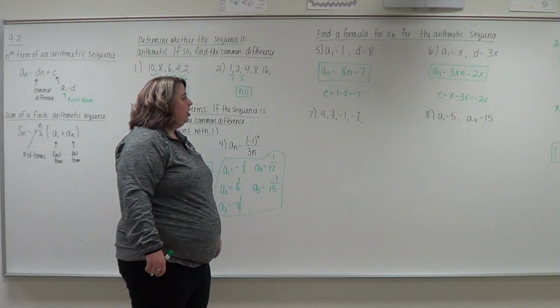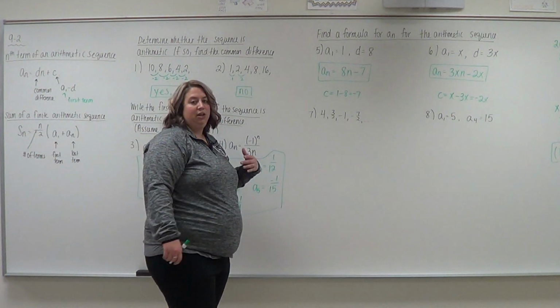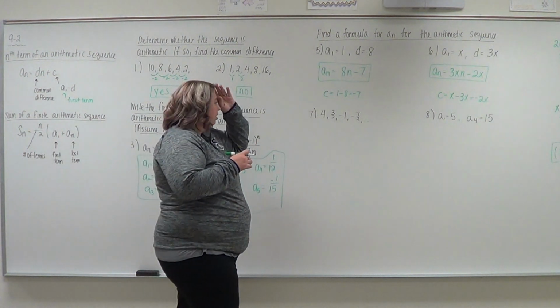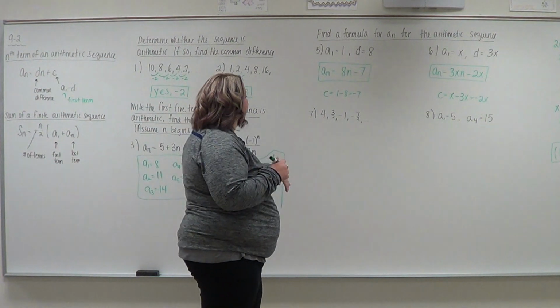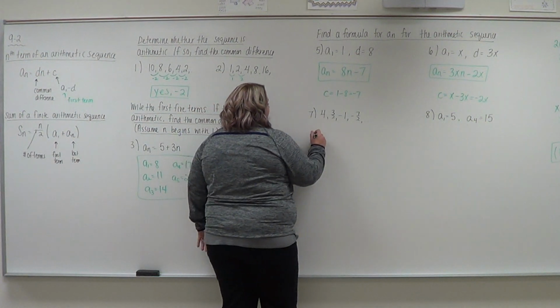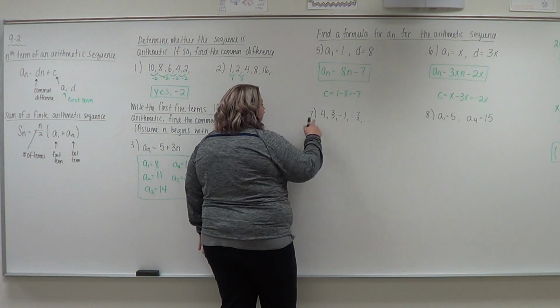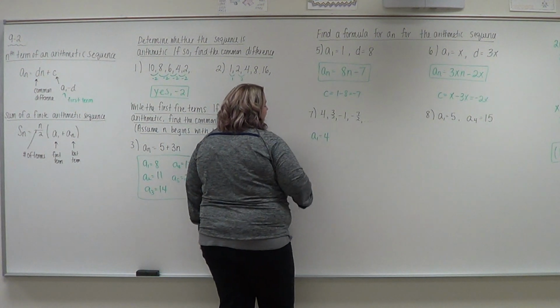Okay, 7 and 8. You have A1 and D where it's in there, you just have to find it a little bit. So like if I'm looking at number 7, you're looking at a sequence. Well, first off, you know that A1 is your first term. So if I'm looking at a sequence, I automatically know that A1 is 4.